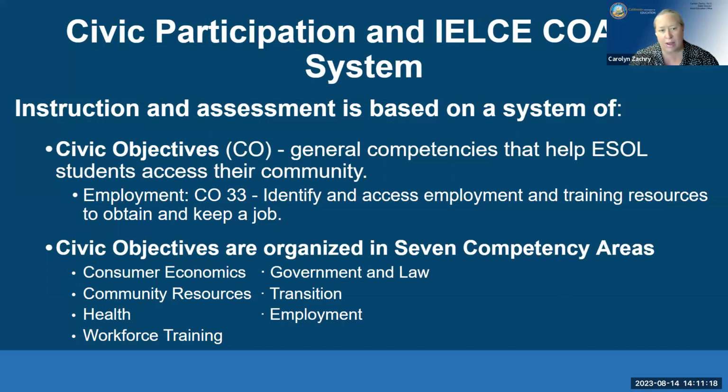And so, for example, this COAP 33 is to identify and access employment and training resources to obtain and keep a job. Now, I'm sure that's something that many of you work with students to have them practice, these types of skills that they need in order to get a job and keep a job. So these COAPs are centered around 7 competency areas that you can see listed here. There's that employment piece, and this is an example of a COAP, and we're going to dig a little deeper into that COAP in just a moment. So next slide.